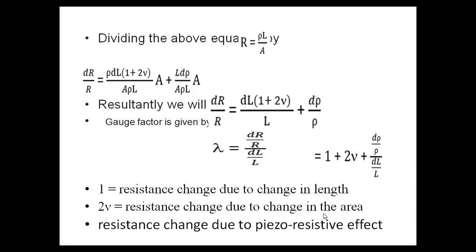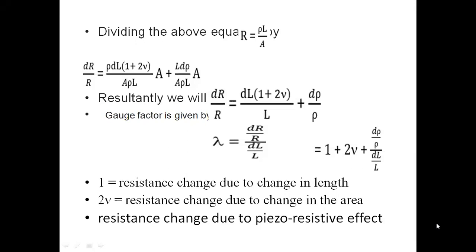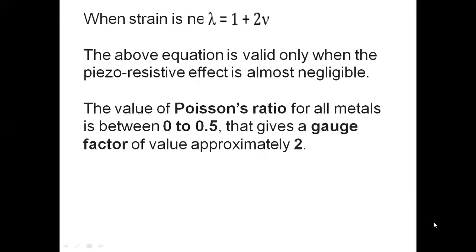Which is nothing but lambda, equivalent to 1 plus 2V plus ∂rho divided by rho, divided by dL by L. That is the gauge factor, which is defined as the ratio of per unit change in resistance to per unit change in length. So 1 stands for resistance change due to change in length, where 2V stands for resistance change due to change in the area, and the remaining factor is the resistance change due to the piezoresistive effect.